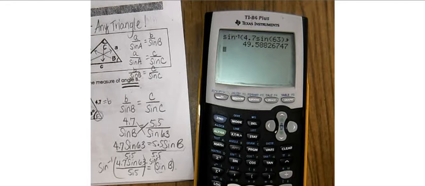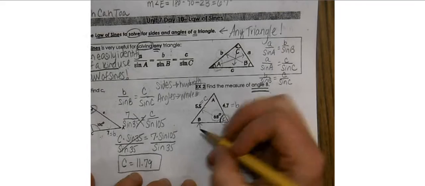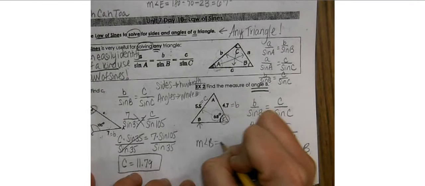So rounding that to the nearest whole degree, that's about 50 degrees. So the measure of angle B is equal to 50 degrees.